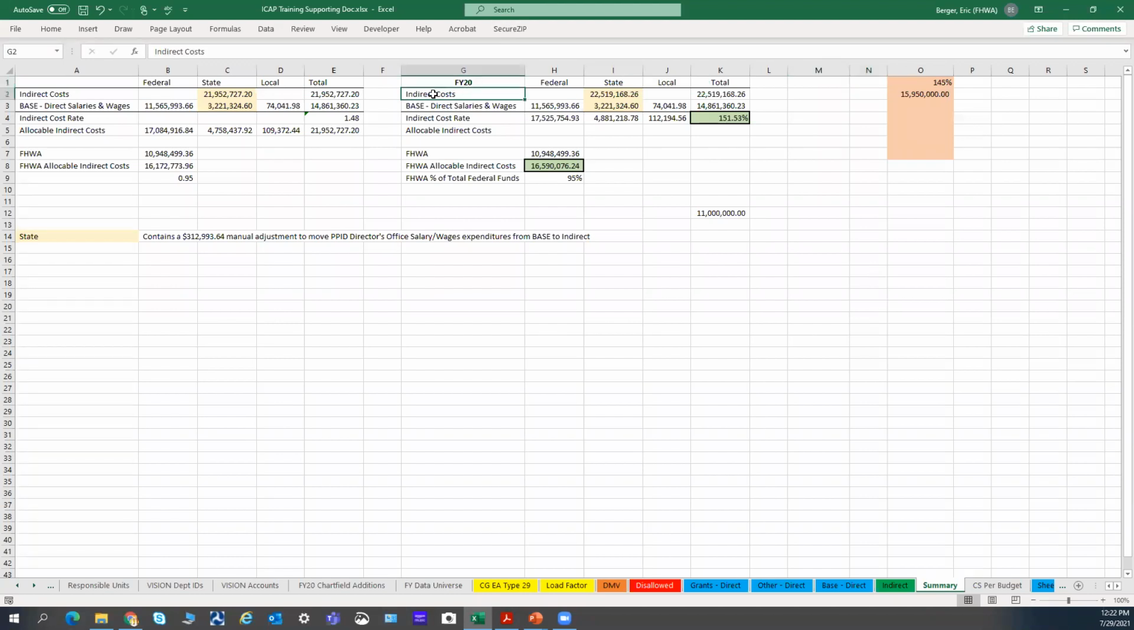So for FY20, we've got the indirect costs. We've got the direct cost salaries over there. They did have an adjustment down here that we talked about a little bit. But basically 151.53% for FY20 if they would have had one. This is one workbook for one fiscal year.